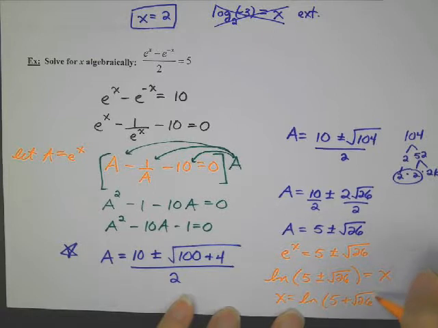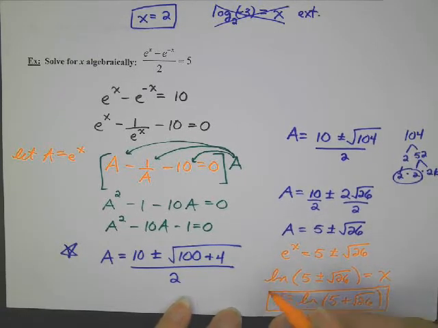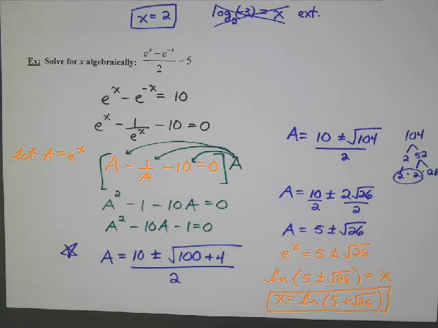5 plus radical 26. Sometimes they're both good. Sometimes one of them's good. Sometimes neither of them are good. So you have to think about if it's going to be positive or negative.